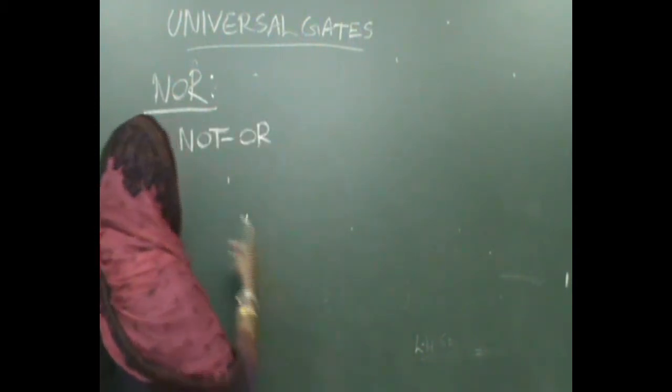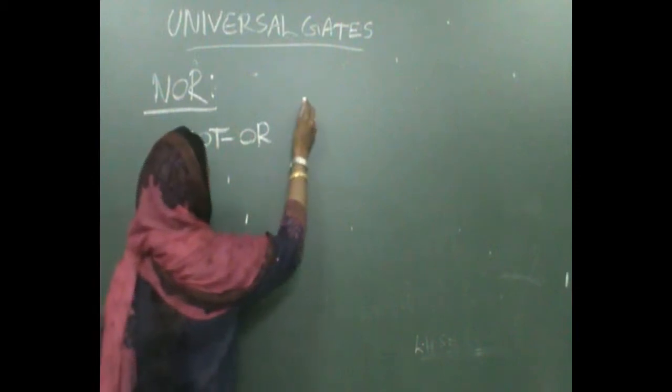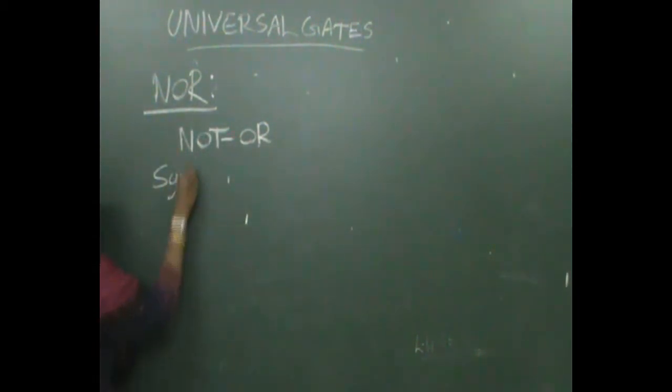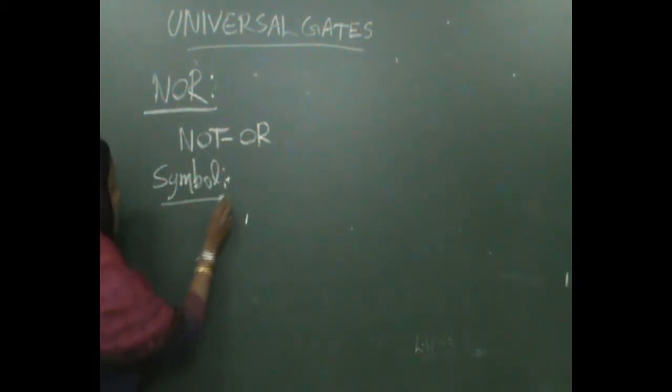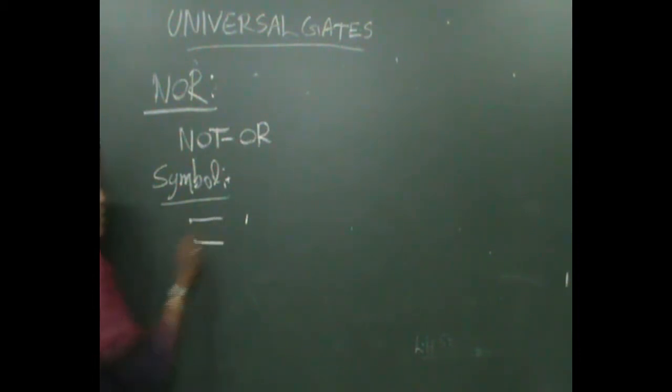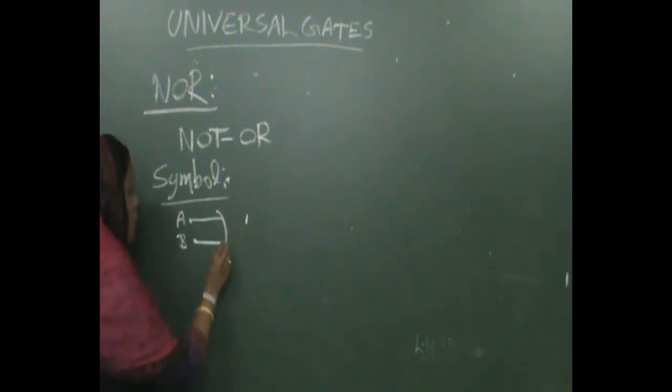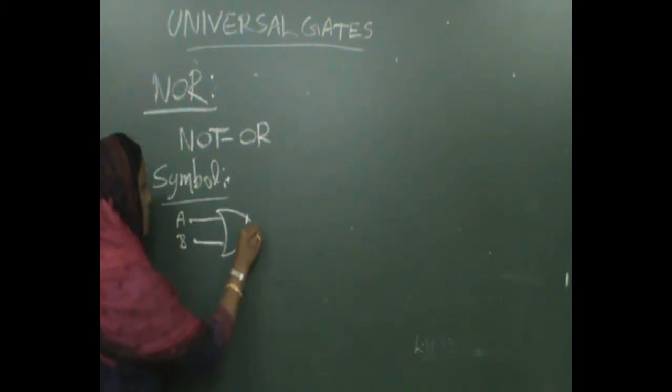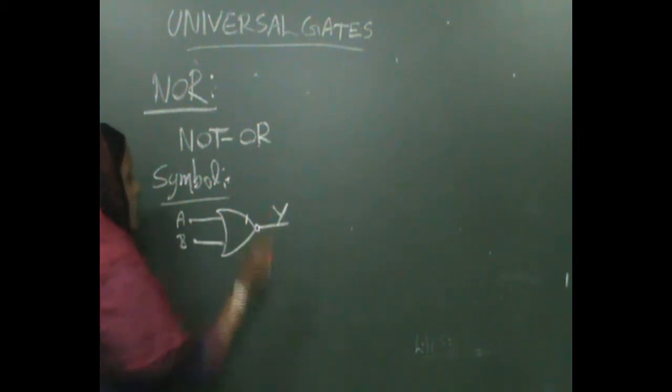So, what's its symbol? NOR gate is a gate with two inputs and one output, and this is NOT OR gate. So OR gate with a bubble. Okay, this is the symbol of NOR gate.